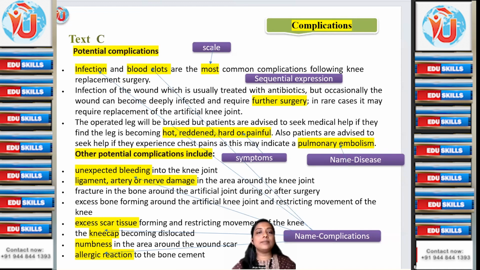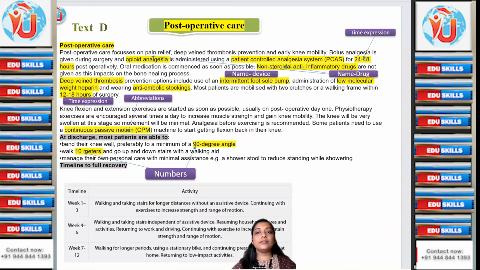This is text D, post-operative care. We can highlight the headings and the key words. Post-operative care, then opioid analgesia, then PCAS, an abbreviation. Again, 24 to 48 hours, a time expression. Non-steroidal anti-inflammatory drugs. Deep vein thrombosis is a condition. Then low molecular weight heparin is a drug, anti-embolic stockings. Then 12 to 18 hours is a time expression. Continuous passive motion, abbreviation, then 90-degree angle and 10 meters. So numbers.